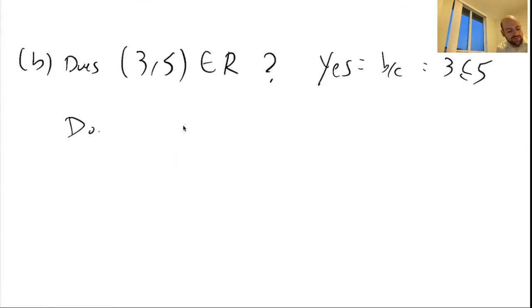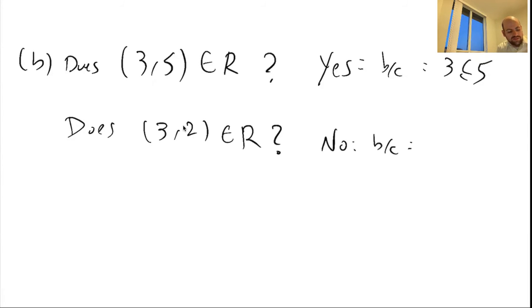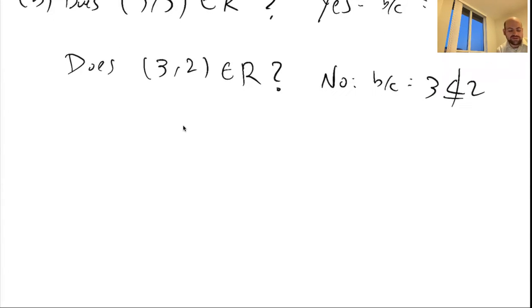What about, for example, 3 and 2? Can we say that this belongs to R? The answer is no, right? Because 3 is not less than or equal to 2. 3 is bigger than 2. It's not less than or equal to 2. So 3 and 2 does not belong to R, but 3 and 5 belongs to R. Okay, so this is another type of relation.